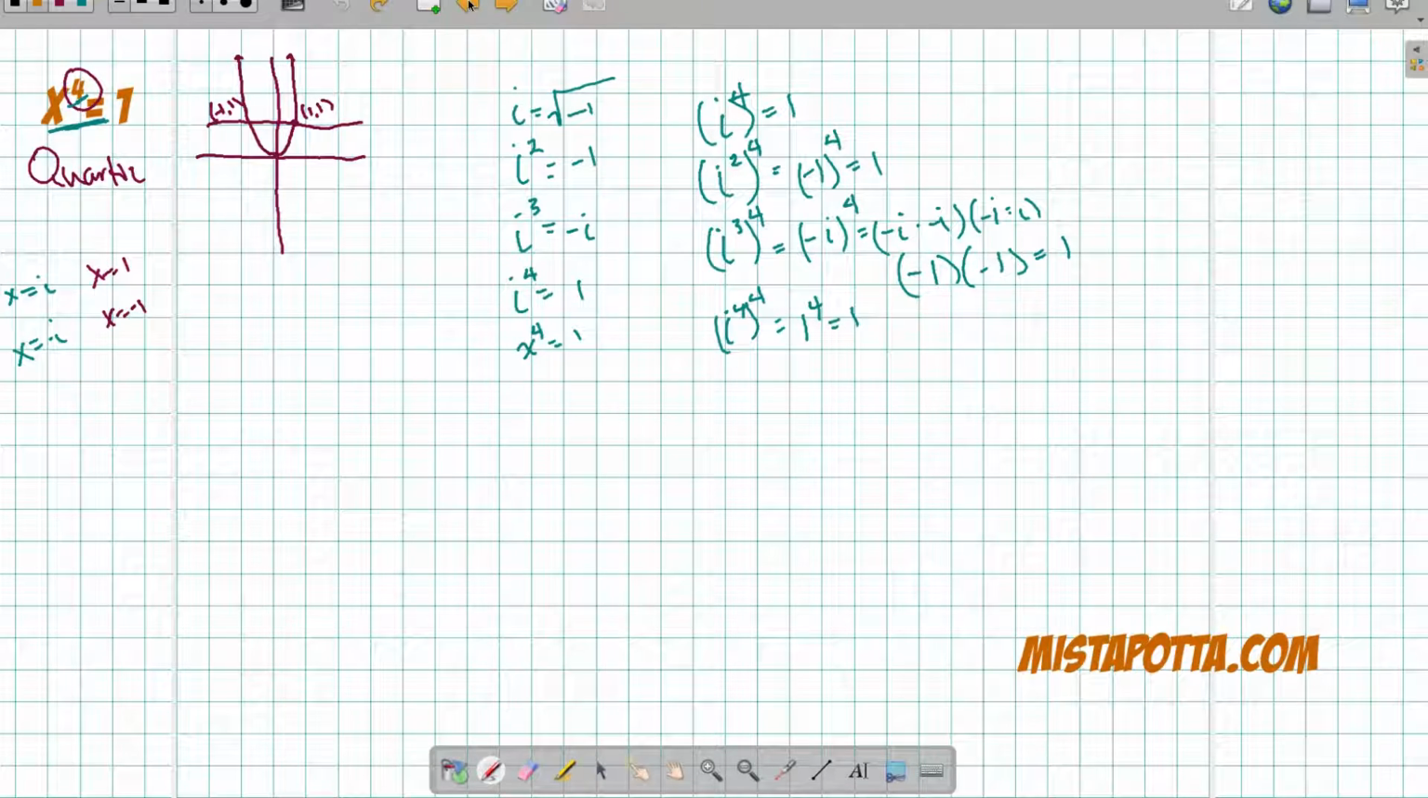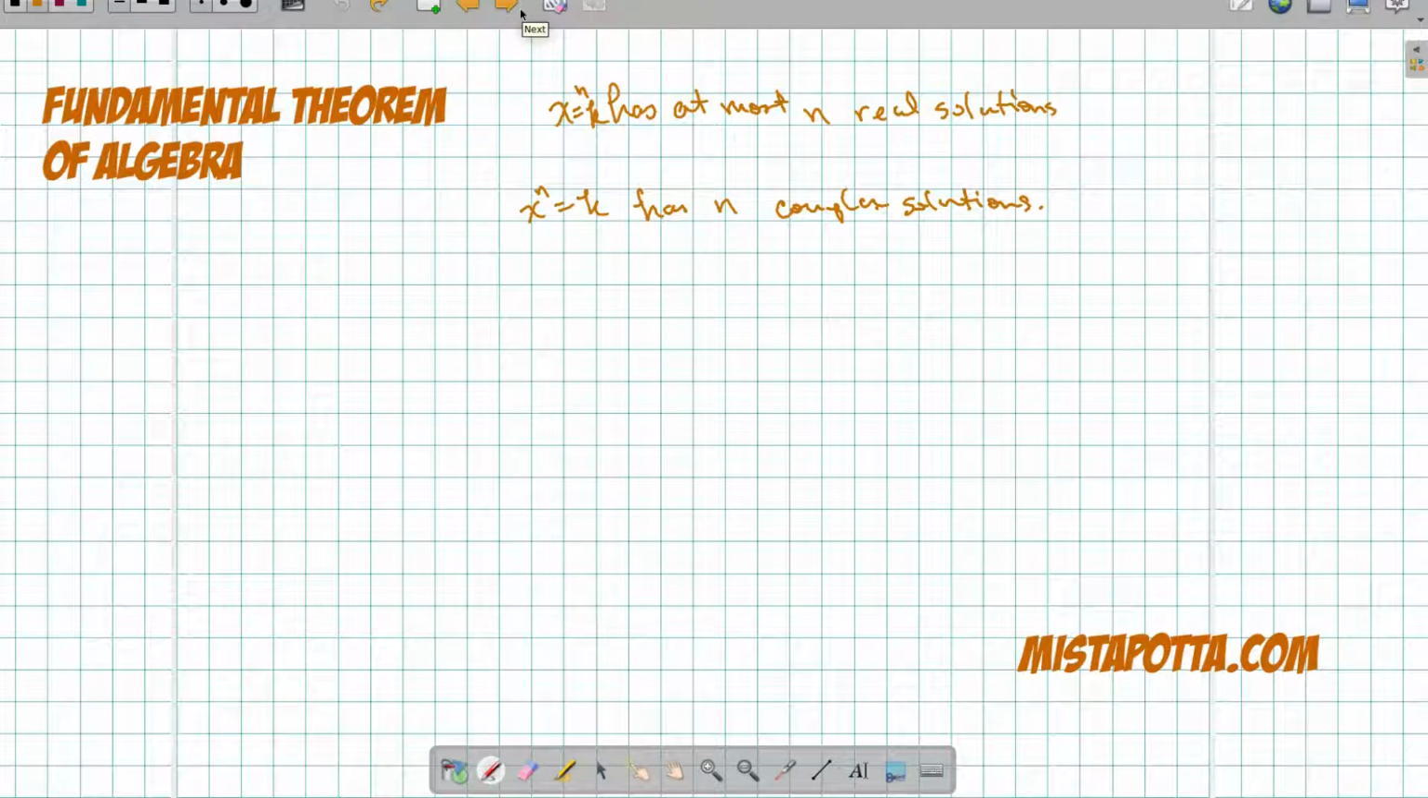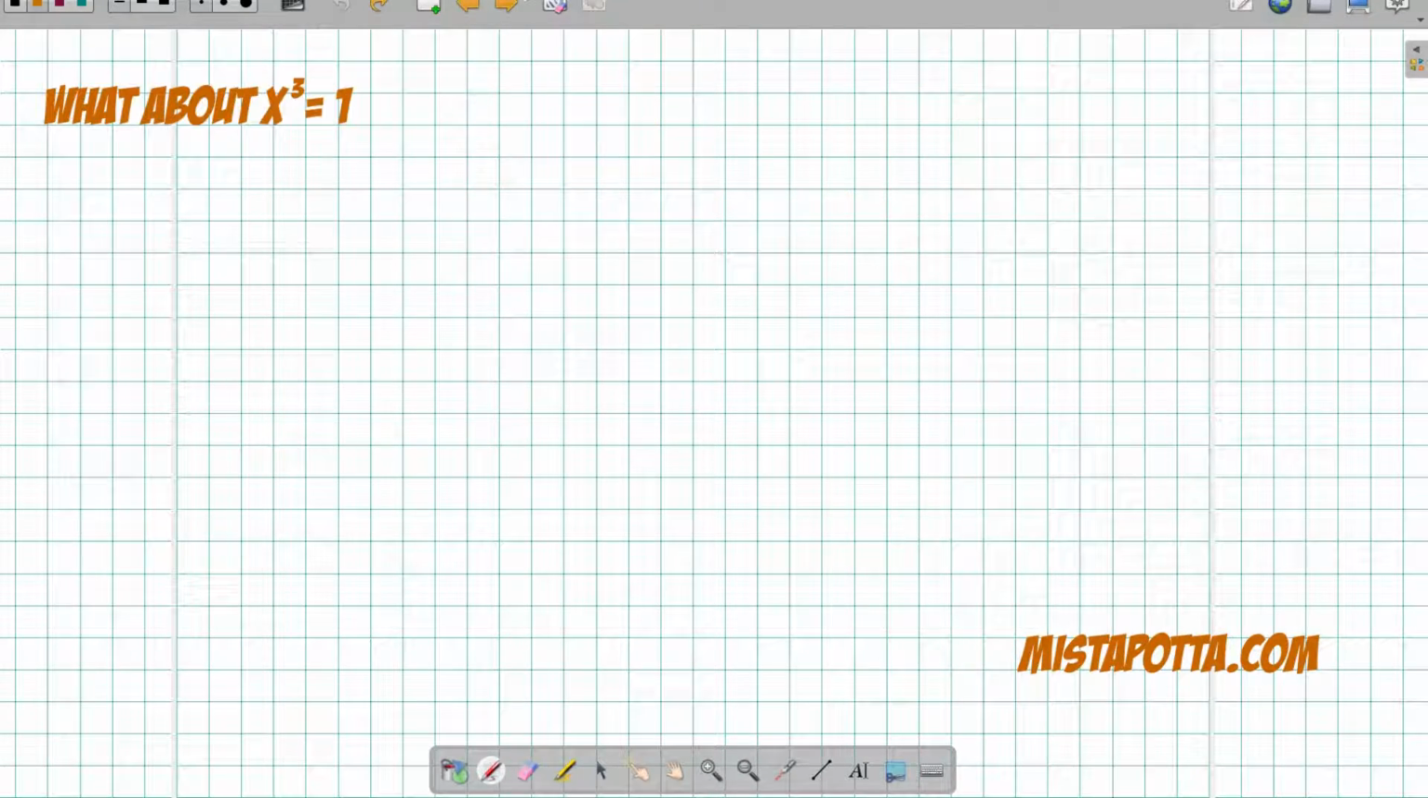We do have the ability to come up with exactly four solutions, which of course, x squared, okay, that's pretty easy. X to the fourth, that's pretty easy. What about x cubed? Well, if I was to take a look at x cubed equals 1, then x equals 1, and something, and something. The question is, how do I figure out these somethings?